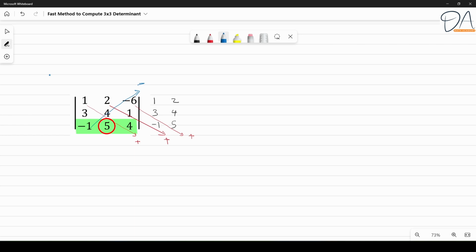Then you start with the second element in the third row. And again, we draw a diagonal. Similarly, we go to the third element in the third row and we move diagonally. So now we have these 3 diagonals.